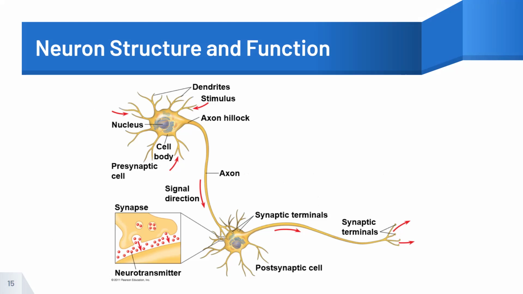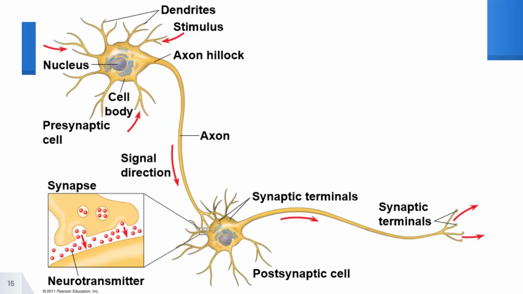So if we look at this diagram here, we can see that the dendrites are going to be at the top here, and so they're going to be picking up the signal. The cell body has the nucleus and other organelles in it, and you've got the axon hillock where the axon is attached to the cell body, and the axon goes a long distance, and the electrical signal is going to go down the axon in one direction and one direction only until it gets to another cell, either another neuron or a muscle cell or a gland cell.